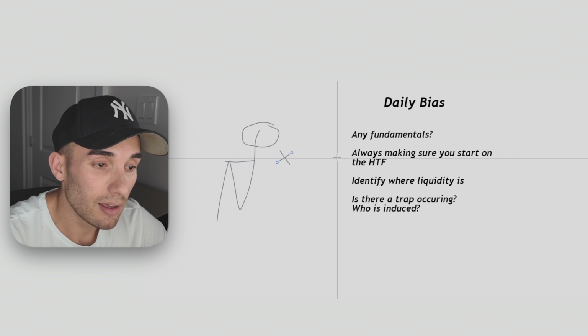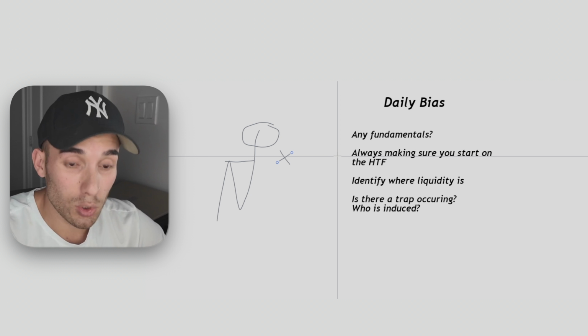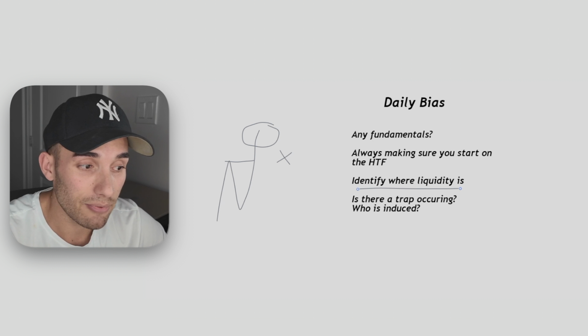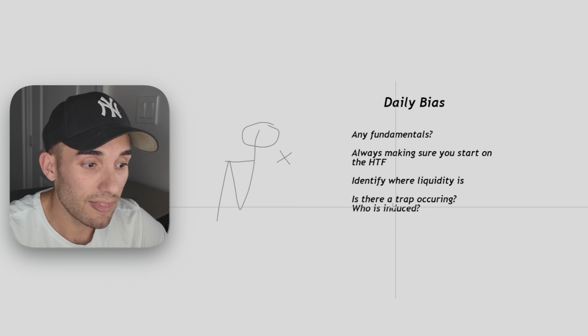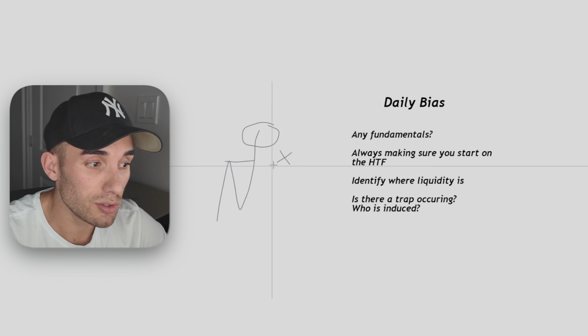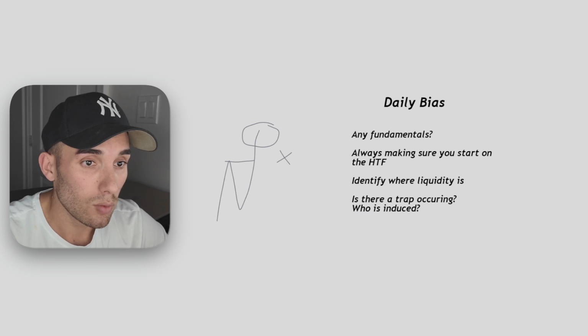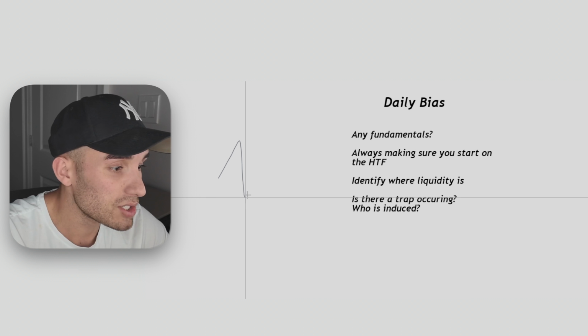So right away, I already know if I want to short, if there's a reason to short, aka if there's some liquidity on the higher time frames for me, then I'll be looking for shorts. And it answers this question right away. Who is induced? In this scenario right here, buyers would be induced. Is there a trap occurring? What do I mean by trap? So let's just say we're moving to the downside.